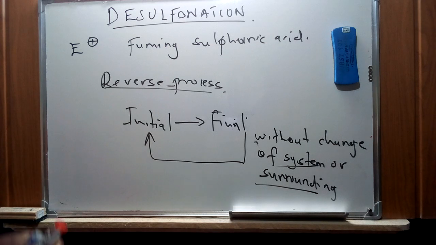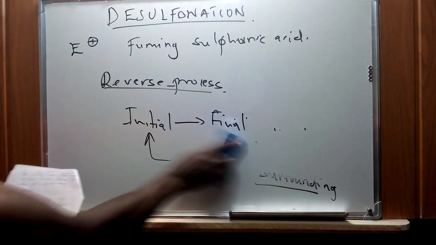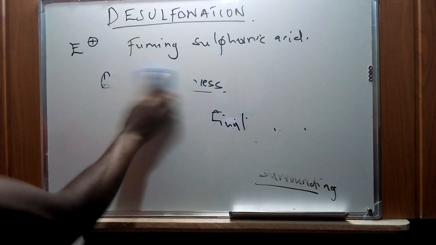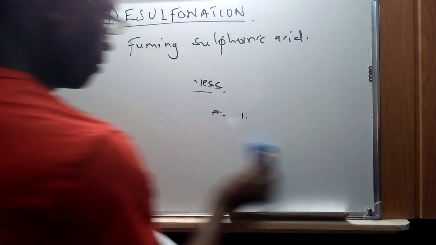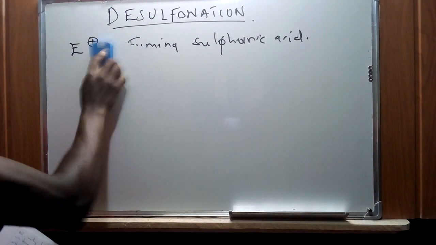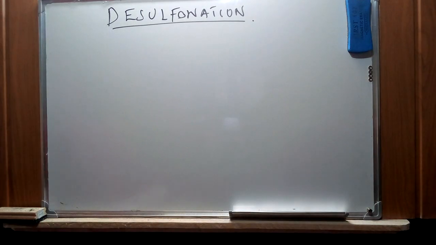Now in this desulfonation process, we're going to find that this process entails reacting benzene sulfonic acid with steam, which is the gaseous form of water, to achieve the products of benzene and sulfur trioxide.